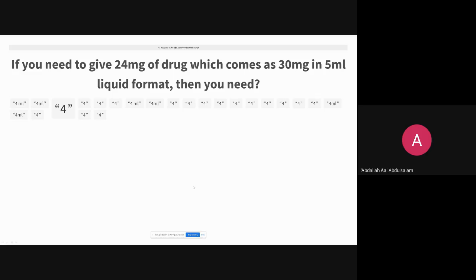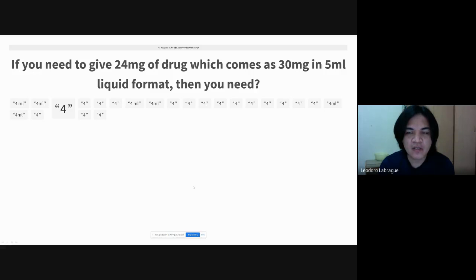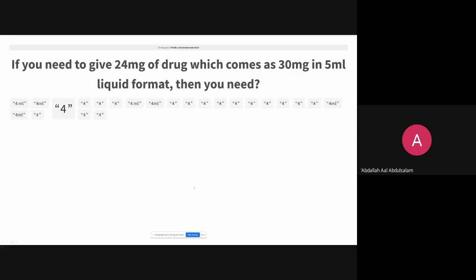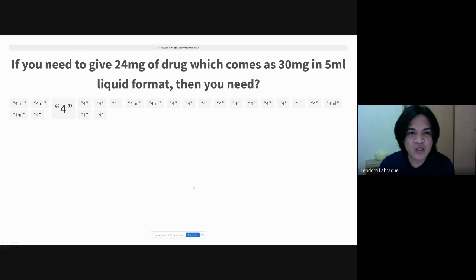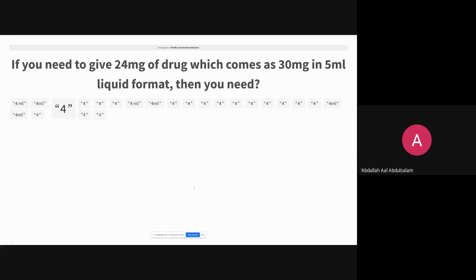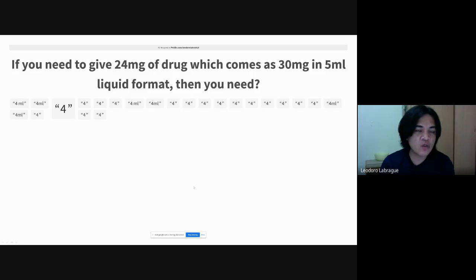24 divided by 30. Multiply by? 5. Okay, multiply by 5. So the answer is 4 ml. Yes, very good. So 24 milligram divided by 30 milligram multiplied by 5 ml. Why? Because 30 milligram is in 5 ml. So that means if the order is 24 milligram, you are going to give 4 ml to your patient. Thank you, Abdullah.